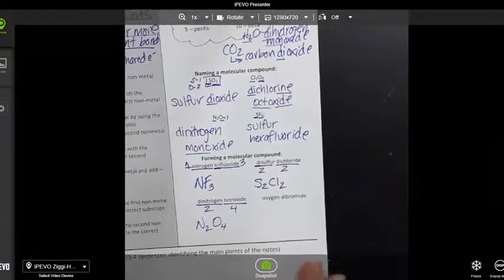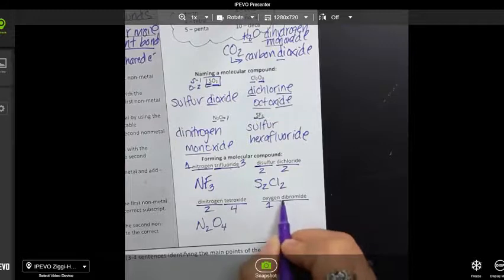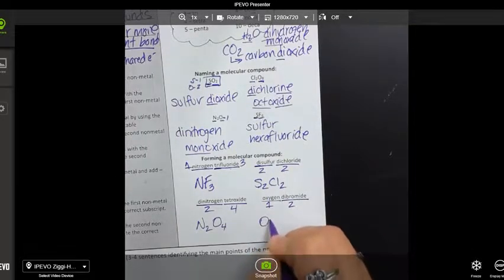And the last example, we have oxygen dibromide. Oxygen, there's no prefix, so that means there's 1. Dibromide, bromine, di, that means there's 2. So my formula here is OBr2.